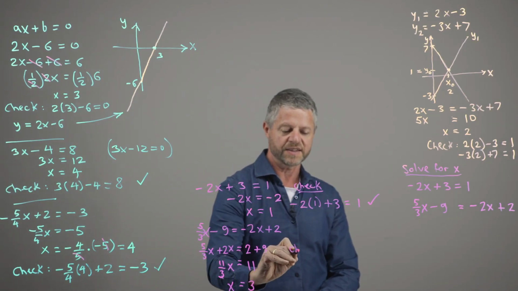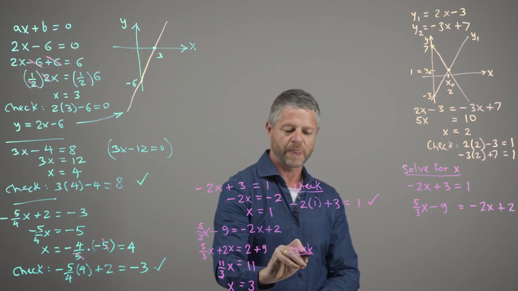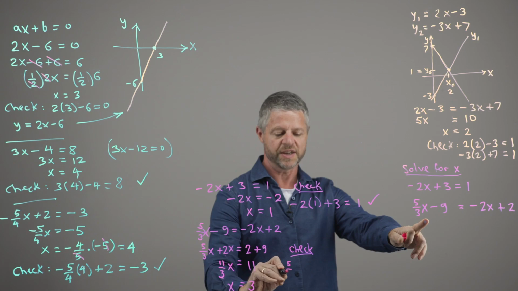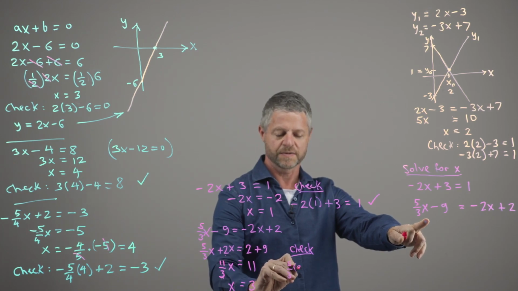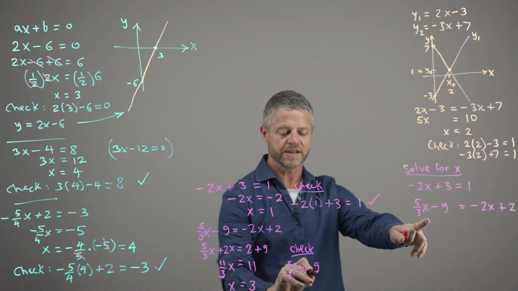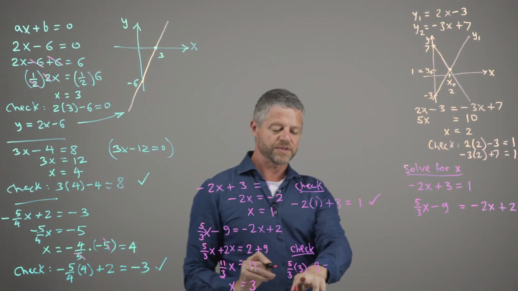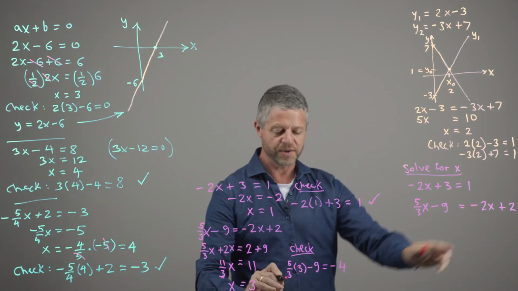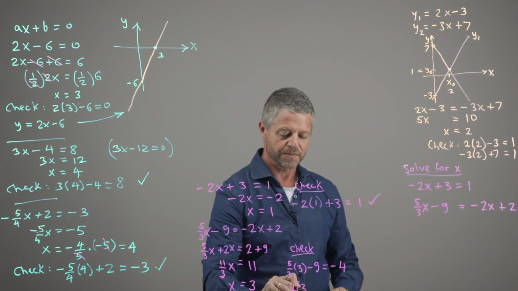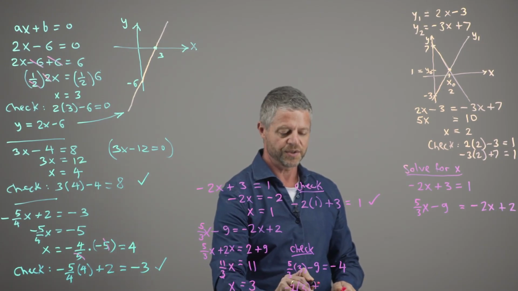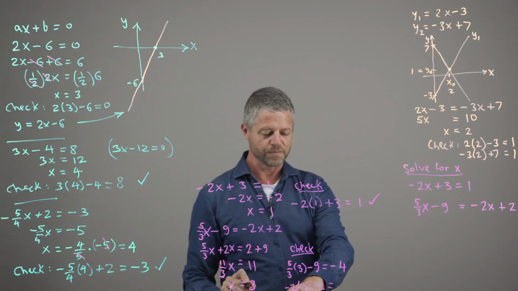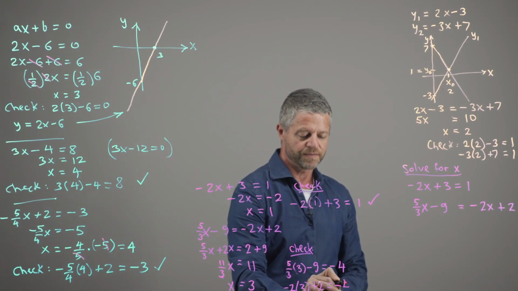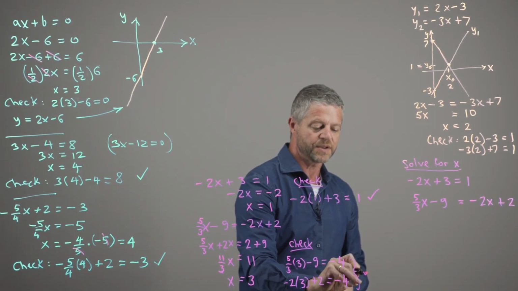And checking that that's the right answer. So in my first equation, 5 over 3 times 3 minus 9. So 5 over 3 times 3 is 5. 5 minus 9 is minus 4. And my other equation, minus 2 times 3 plus 2. So minus 2 times 3 is minus 6, and plus 2 is minus 4. So they're the same, so that checks out as well.